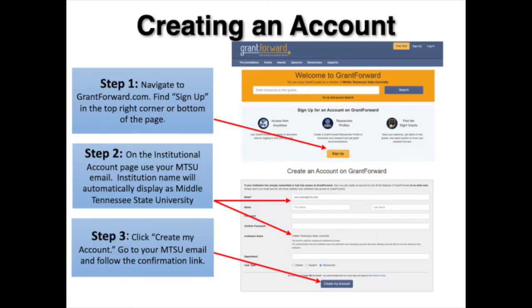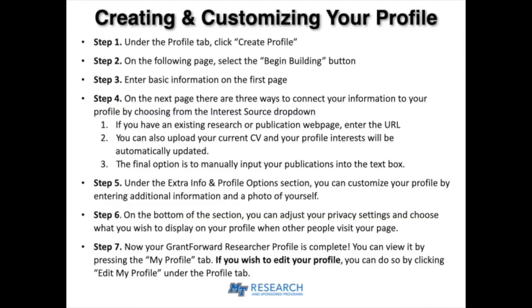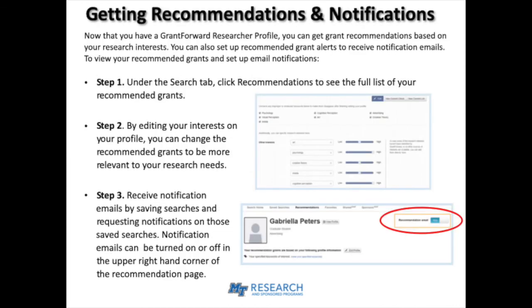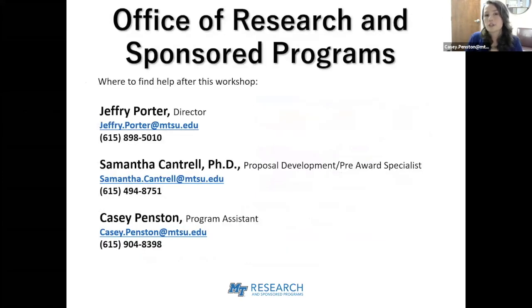All right, so at this point, we will screen share our PowerPoint one last time for some supplementary information. Today, we covered creating an account, searching for grants, creating and customizing your profile, getting recommendations, and notifications. These are all detailed in the PowerPoint that will be a resource on our ORSP homepage. So the Office of Research and Sponsored Programs is where you will find help after this workshop.